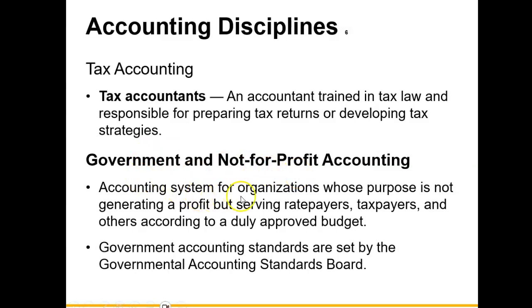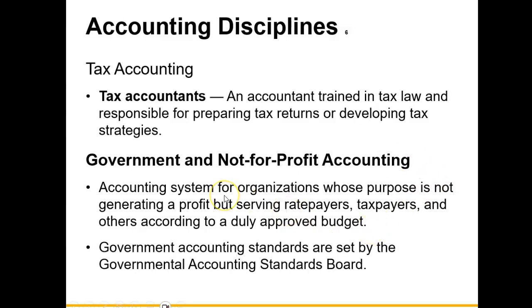So there are accounting systems for organizations whose purpose is not to make a profit, but provide a service. These companies are known as not for profit organizations, whether it's the Red Cross, United Way, Kidney Foundation, Salvation Army, examples of different not for profit organizations. Again, their intent is not to make money, but provide some type of service or services to the general public.